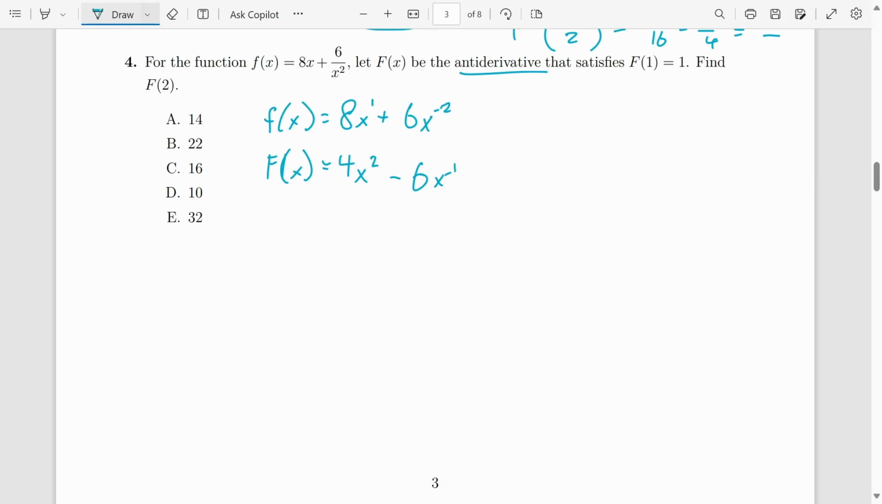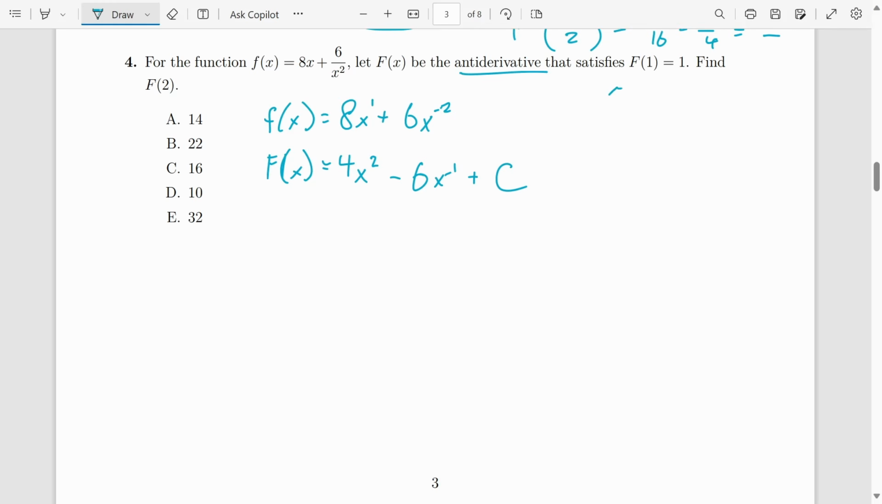Oh, hang on. This isn't our full antiderivative yet, because when we do integrals, we have to add a plus c at the end of it. So why do we have to do that? Why do we have to have this arbitrary constant c at the end? Think about what derivatives represent. They represent the slope of a given line.